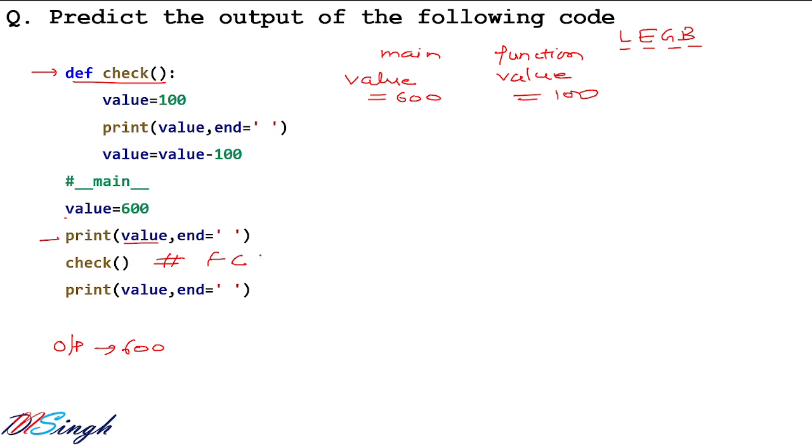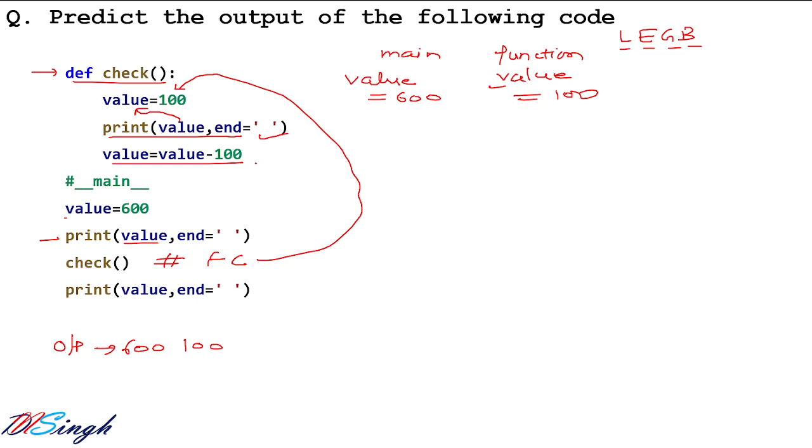So the check function is called. Now control will go to the function, and in the function this variable is declared, and this print statement is going to print the value. When it searches for the value of this variable, it immediately finds it in the local scope, and the value is 100. Next it makes some changes in the actual value of this value variable. This does not have any effect because it is local to the check function itself.